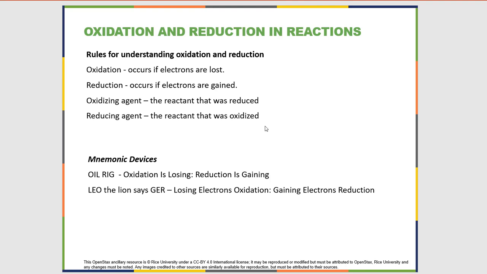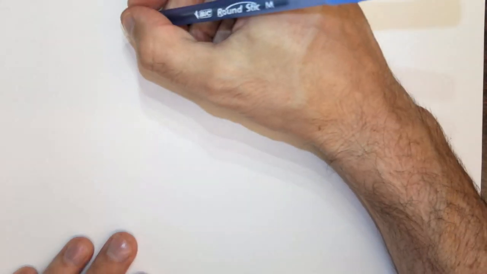And there are 2 mnemonic devices. This is probably the more common one. Leo the lion says grr. Leo means losing electrons is oxidation, and grr means gaining electrons is reduction. So what I want to do now is look at a series of reactions and determine, first of all, if oxidation and reduction have occurred, and then finally, what is oxidized, what is reduced, what is the oxidizing agent, and what is the reducing agent. So let's look at this example.